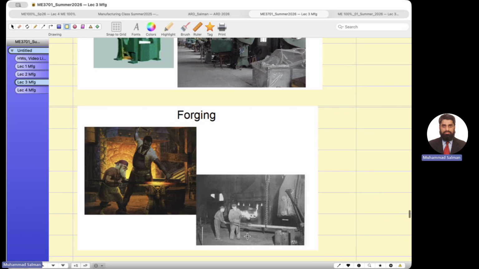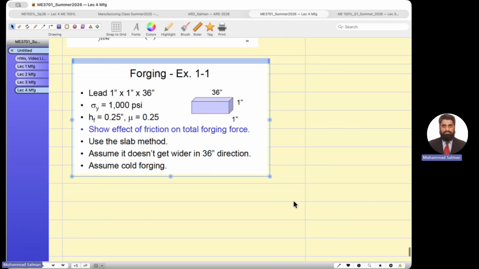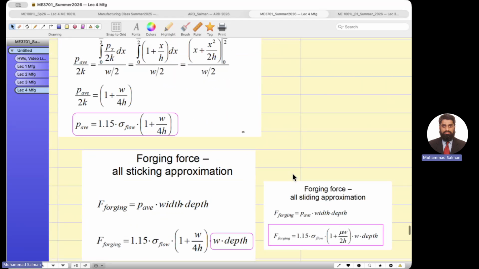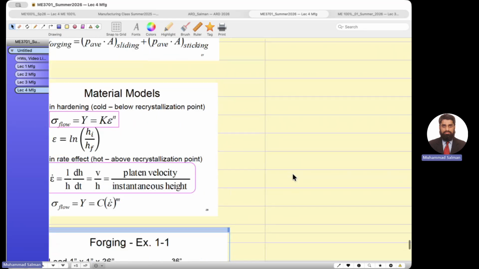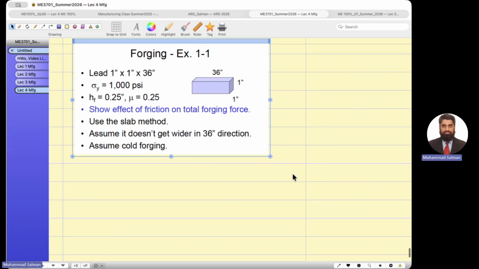You see, they are doing hot forging here. Hot forging. But anyways, I just want to mention here. So with that, let's do one problem. Open your notebook and let's solve this problem together. These are the formulae only. I will show you how to apply these formulae in order to find out the forces.